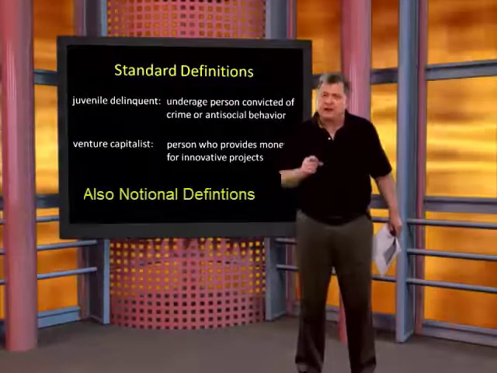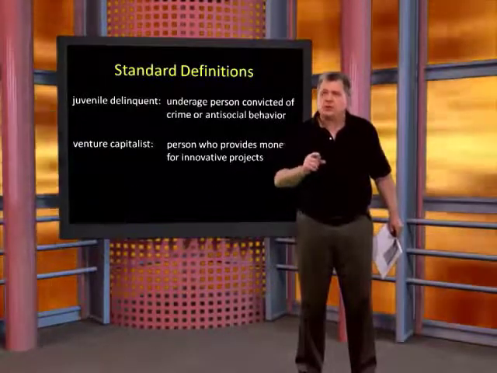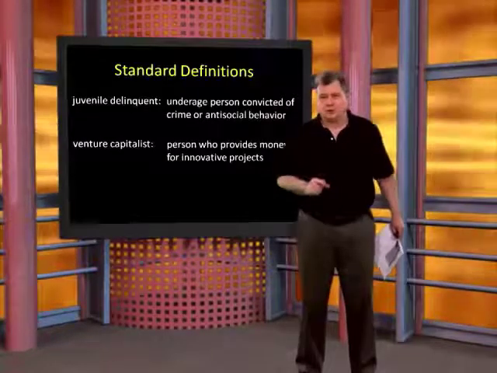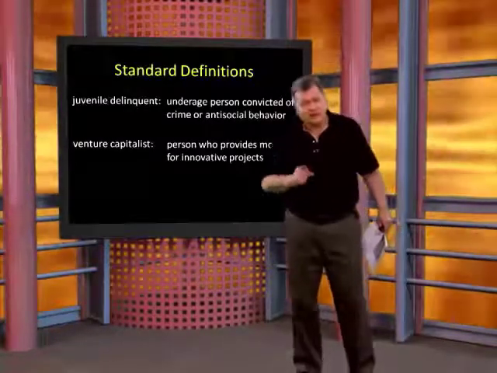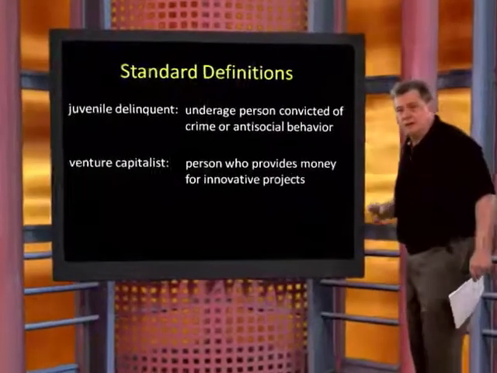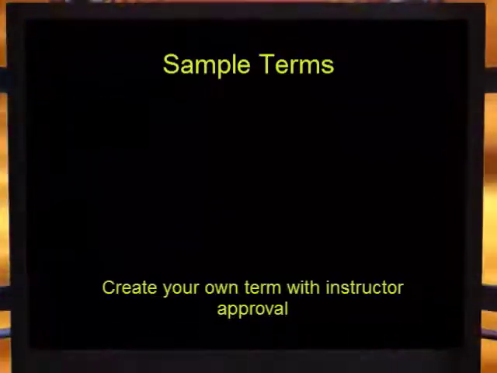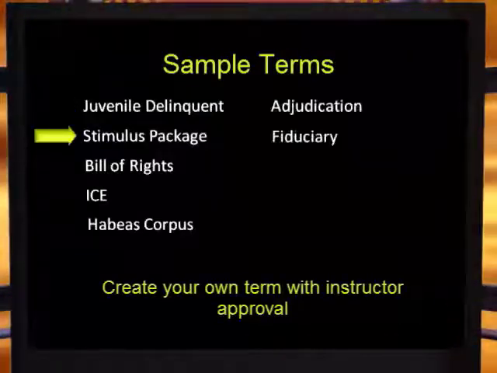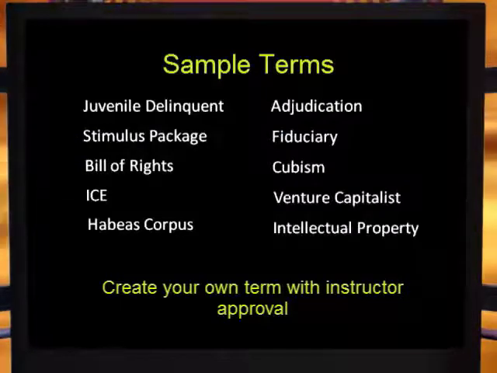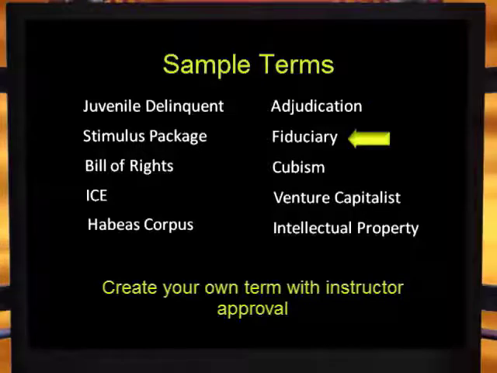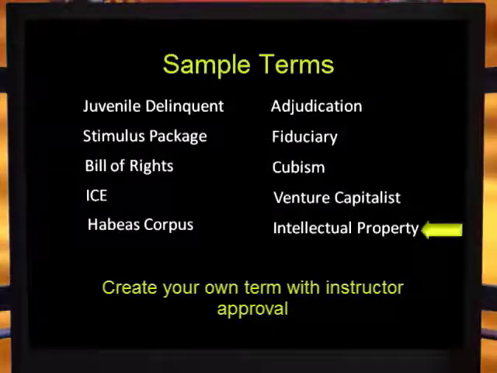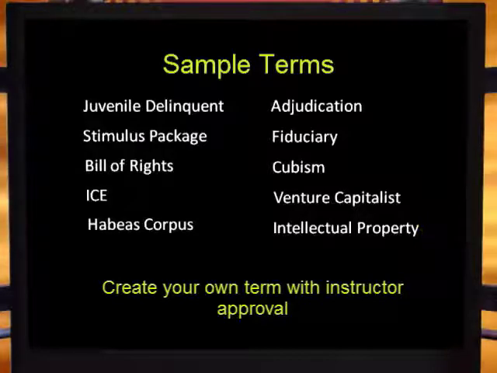However, a standard definition is only one small part of one of these terms. Let's take a look at those terms right now. Here they are: juvenile delinquent, stimulus package, Bill of Rights, ICE, habeas corpus, adjudication, fiduciary, cubism, venture capitalist, intellectual property. Or you can suggest your own term to define if your instructor approves.